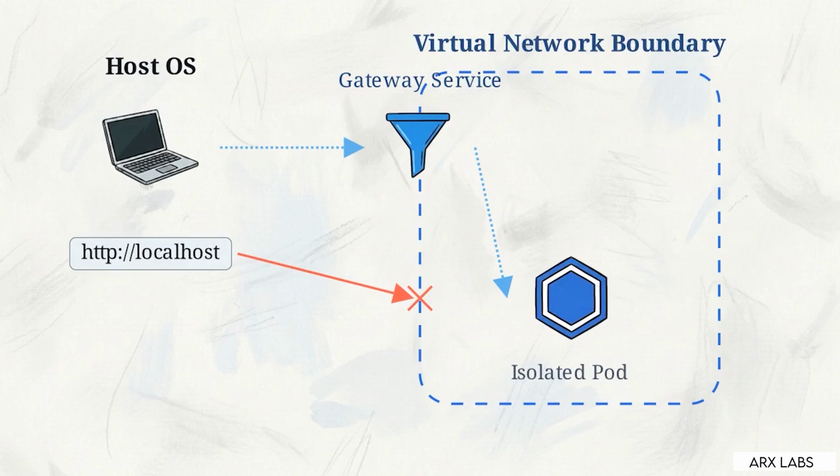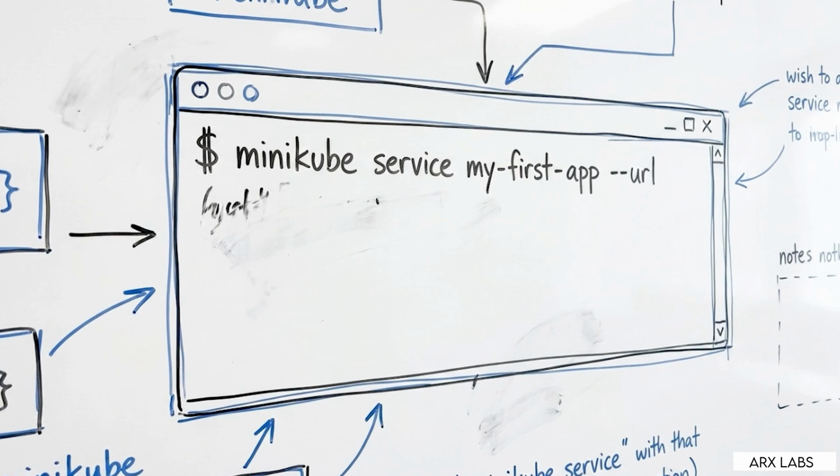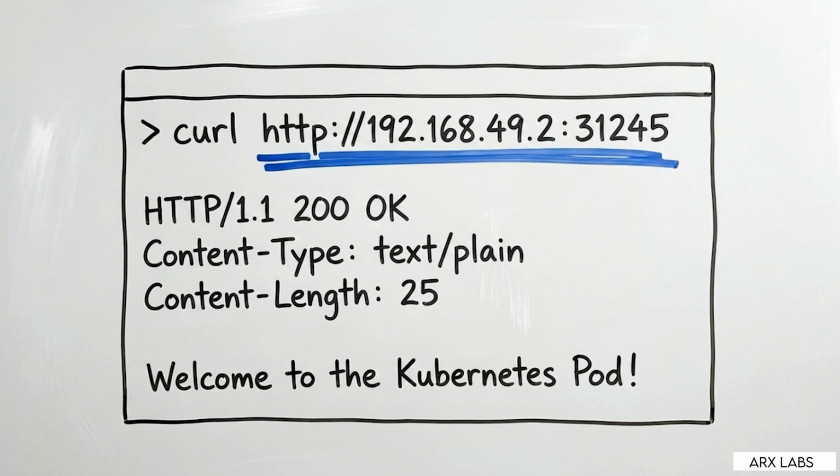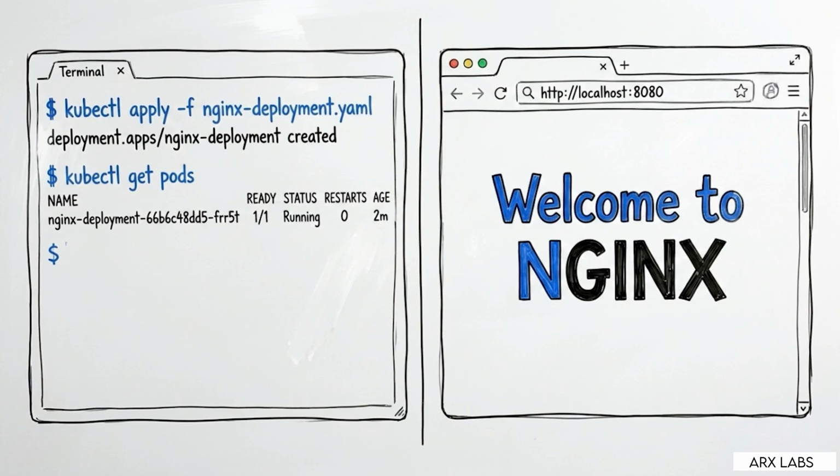You cannot access this via localhost because Minikube runs inside its own virtual network boundary. Instead, use the Minikube CLI to find the routable address by running minikube service my-first-app --url. The terminal generates a direct HTTP URL featuring a specific IP address and your mapped node port. Copy that URL and paste it into your browser to reveal the Welcome to nginx page.